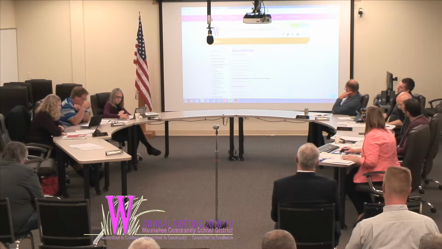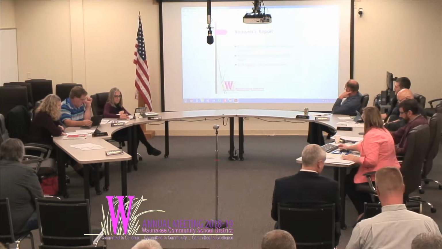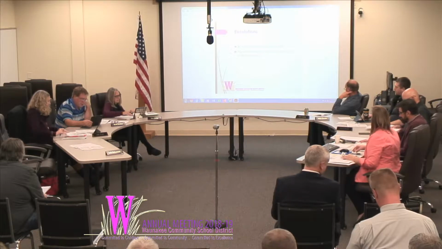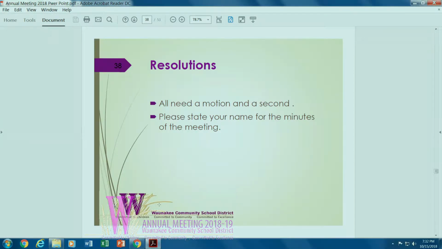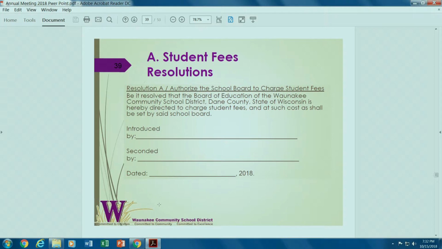And that ends the budget portion, and that brings us on to the resolutions for the annual meeting. Now, the resolutions can be made or seconded by anyone in attendance, so please just state your name so that it would be in the minutes properly if you make the motion or you make a second. And the first one, as every year, is the student fee resolution, Resolution A, authorizing the school board to charge student fees. Is there someone to make the introduction?